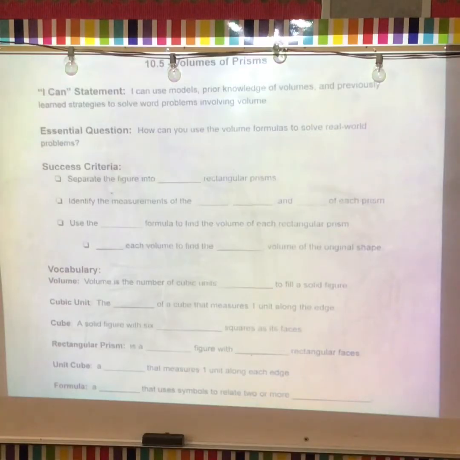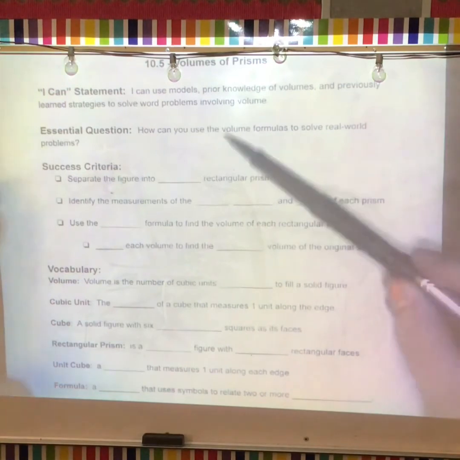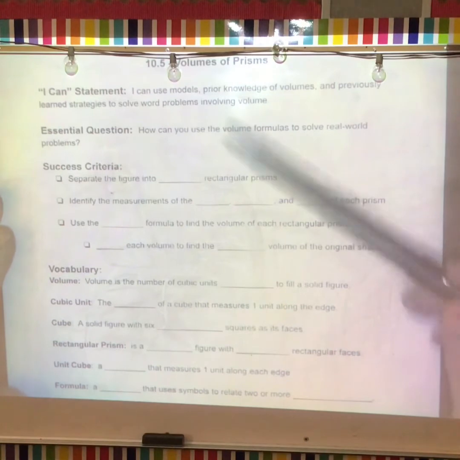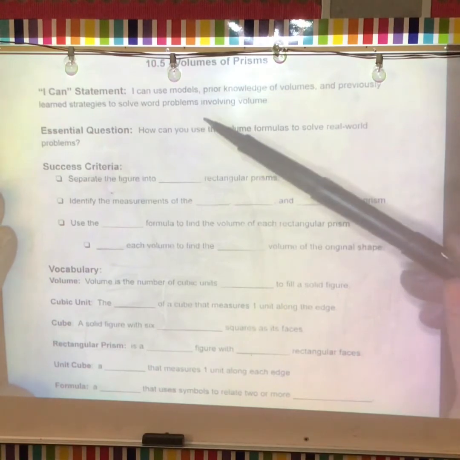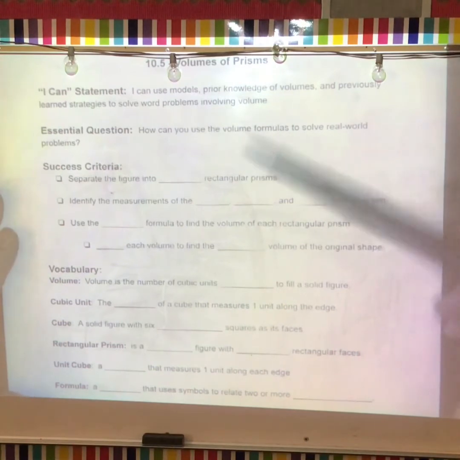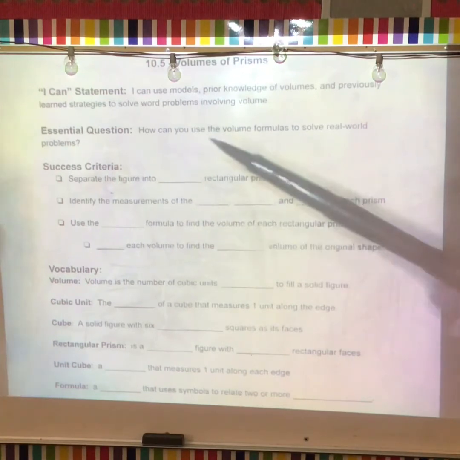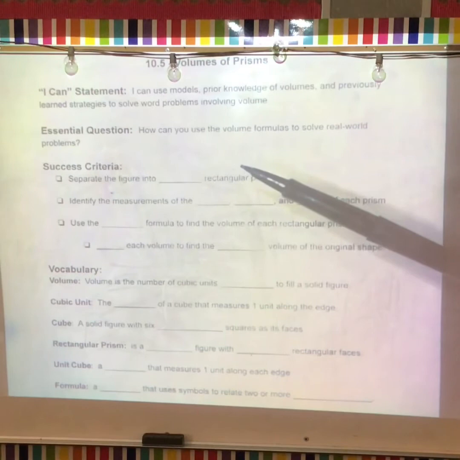of this unit. So the I can statement is, I can use models, prior knowledge of volume, and previously learned strategies to solve word problems involving volume. We're going to be able to do this by doing the essential question and success criteria. The essential question is, how can you use the volume formulas to solve real-world problems?